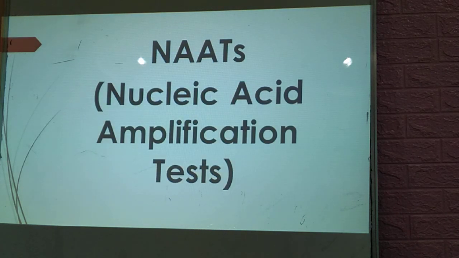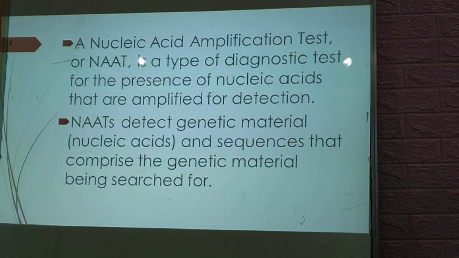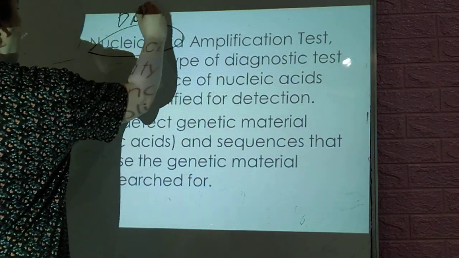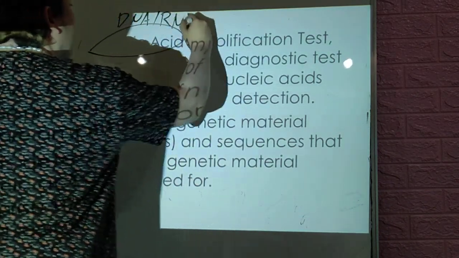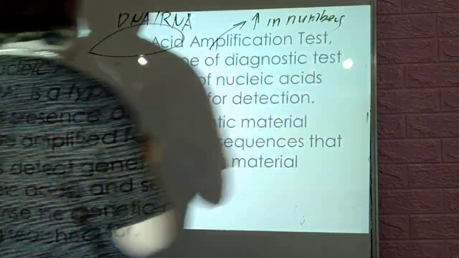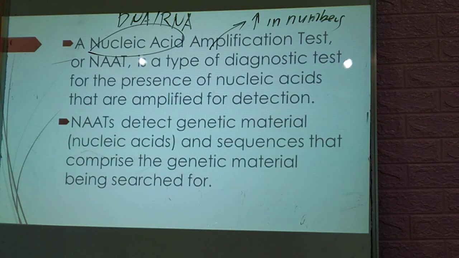Next one, this is the last topic for our nucleic acid amplification test. If you are to remember, we're talking about nucleic acids, so it can be DNA or it can be RNA, and of course amplification, increase in numbers. In our nucleic acid amplification test or NAAT, this is a type of diagnostic test for the presence of nucleic acids that are amplified for detection. So NAATs detect genetic material or nucleic acids and sequences that comprise the genetic material being searched for.